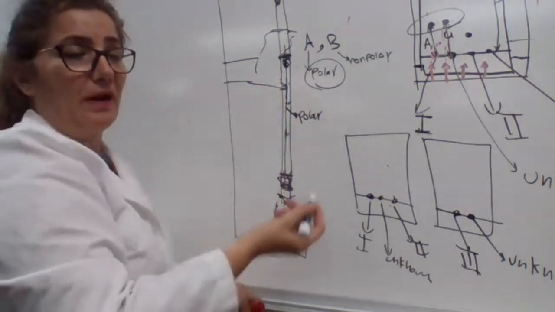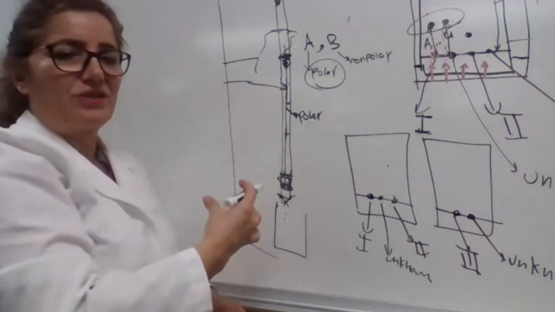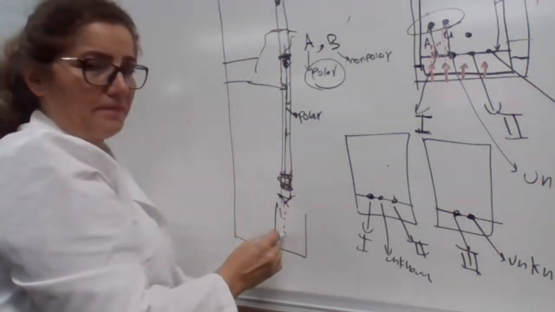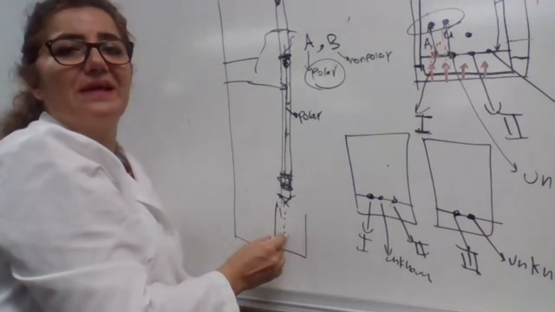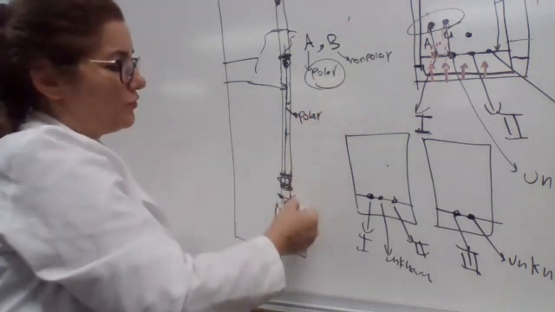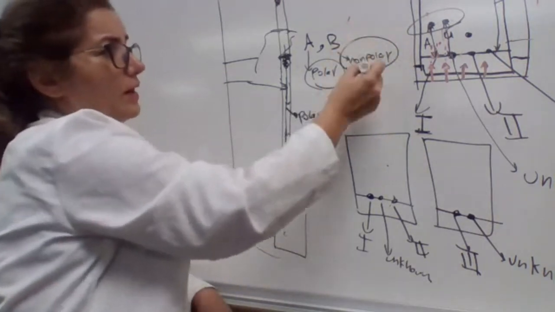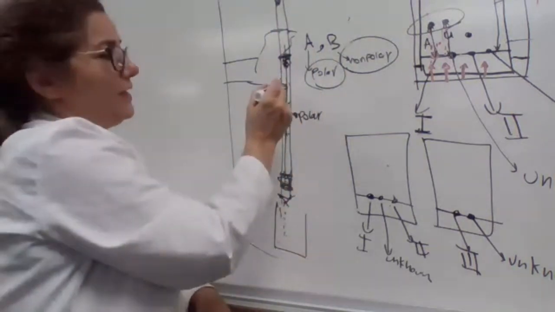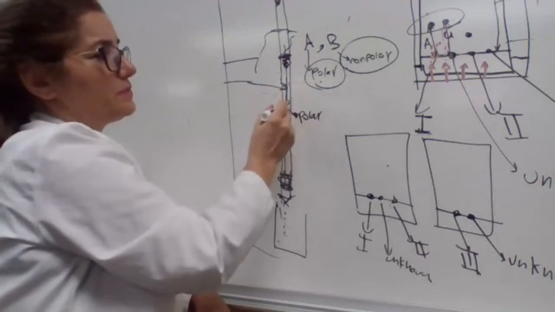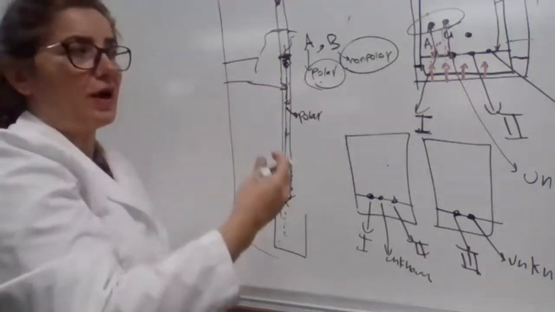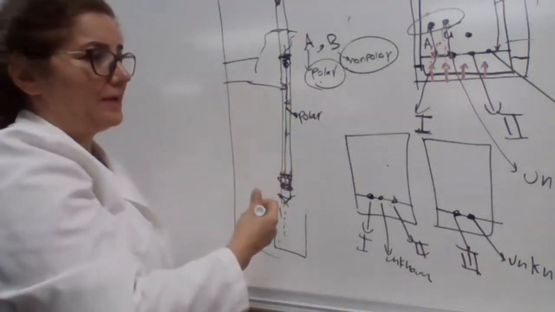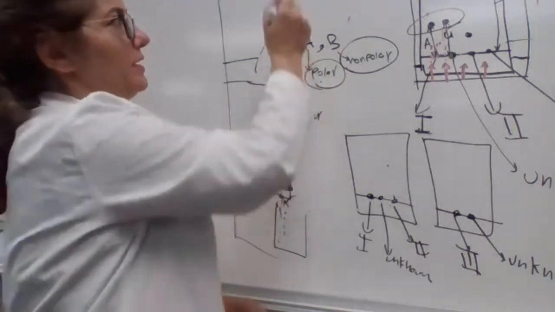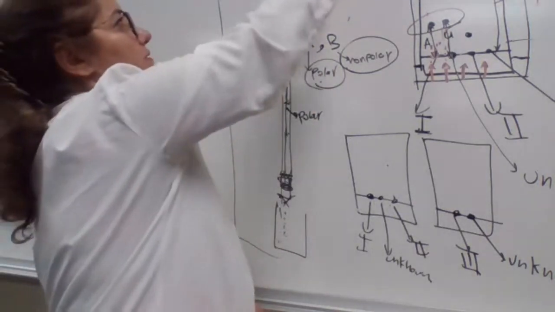So if it's polar, it is going to attach to the stationary phase and not go down with the mobile phase. The mobile phase is going to move, and the non-polar is going to move with the solvent faster. If this is polar and your compound is polar, it would spend more time. Then you have to pull it stronger. How could you pull it stronger? You have to bring a polar solvent.